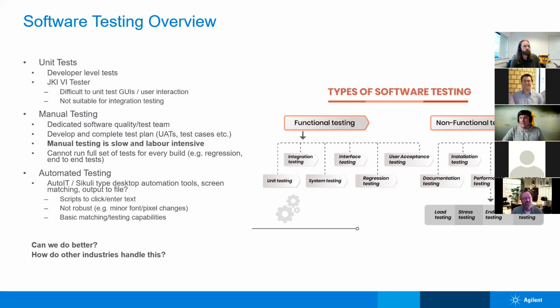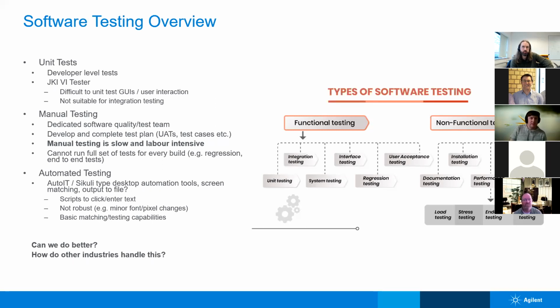Now, obviously, manual testing is good. You can catch a lot of things, including things that you didn't really know about, but it's very slow and labor intensive to run through hundreds of test cases, and that means you're limited to doing a lot of that manual testing at certain points in the project rather than continuously. You can't really run the full set of tests for every build. And then we have been doing some automated testing.